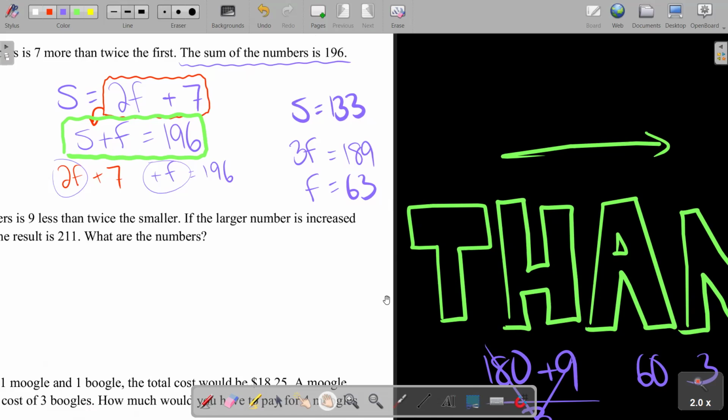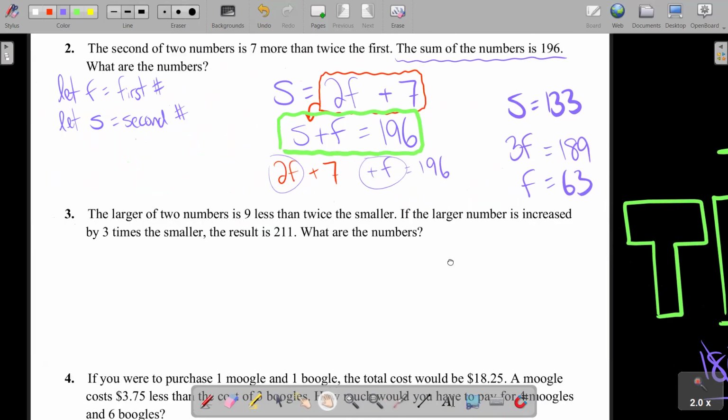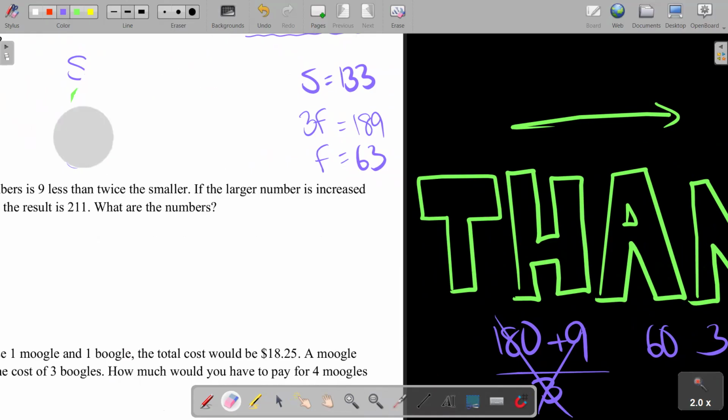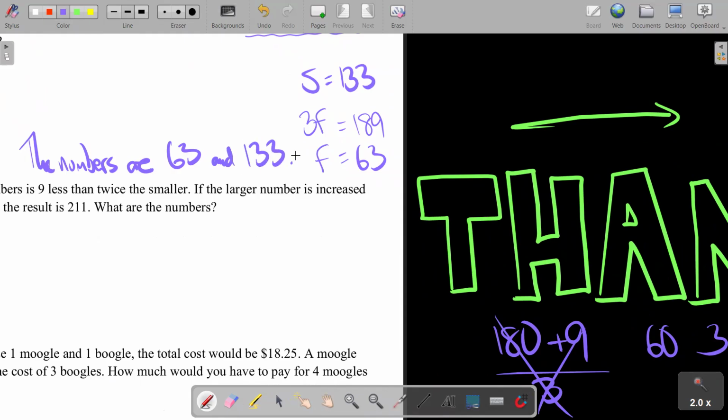So now it's time to answer the question. And the question, again, is relatively generic. It just simply says, what are the numbers? And so just keep my sentence nice and short. The numbers are 63 and 133. Done. Okay. Step 1, we declared. Step 2, we wrote a system. Step 3, we did substitution because it worked nice. And then step 4, we answered the question.